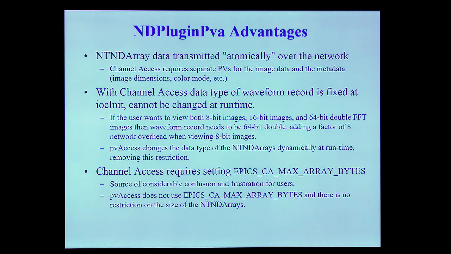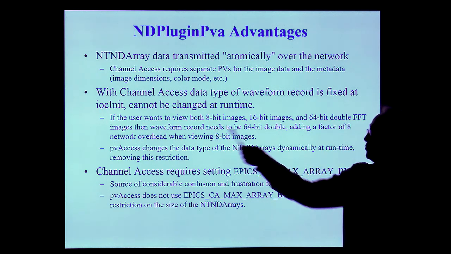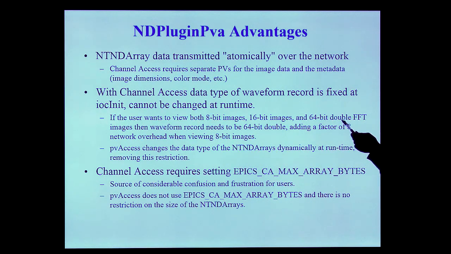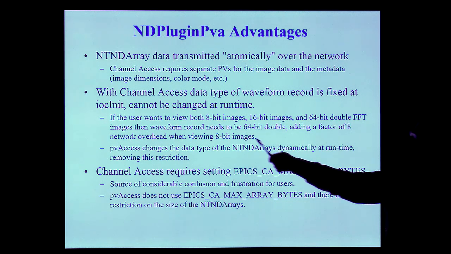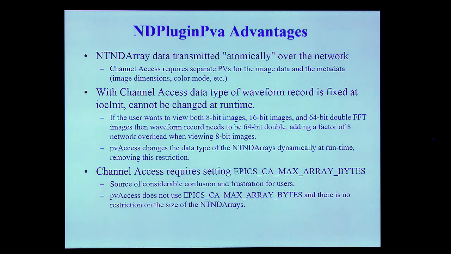So it's not an elegant way to do it at all with channel access. PV access just puts out a structure that is the data, and it contains all the attributes, the dimensions, everything. With channel access, let's say you want to look at 8-bit images, 16-bit images, and 64-bit FFTs from the same IOC. Then your waveform record would need to be 64-bit for the widest thing you want to look at, but that would add a factor of 8 overhead when you're only viewing 8-bit images.